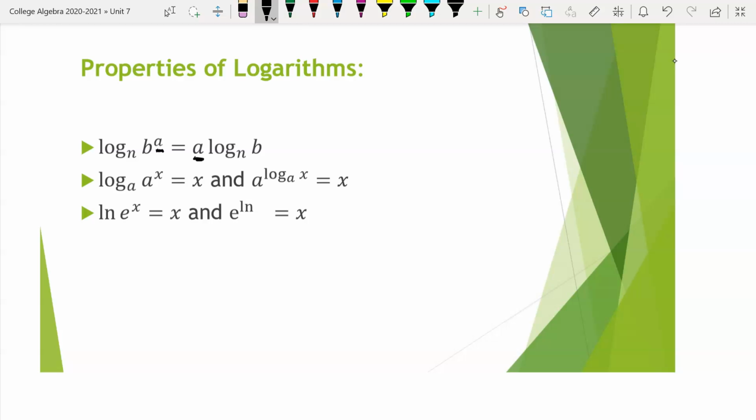If you have log base a of a to the x or whatever it is, if these are the same, they're going to cancel each other out. So it's going to become just x. And the same way, if it's an exponential equation and the log is in the exponent, they're going to cancel each other out. It's just going to become x. And don't forget, natural log and common base e cancel each other out. So if I have base e raised to the natural log, it's going to cancel. If I have natural log of base e to the x, they're going to cancel.